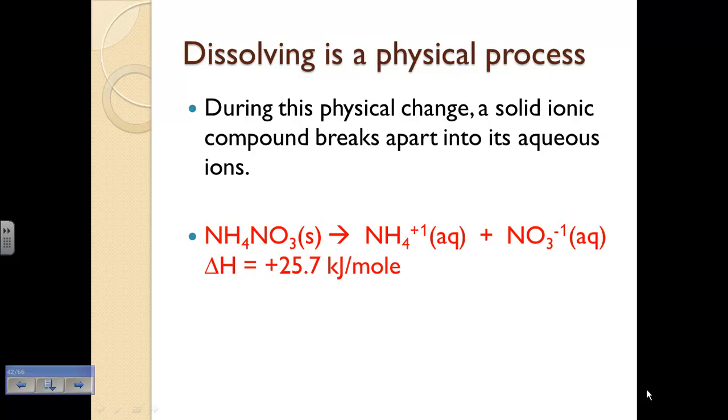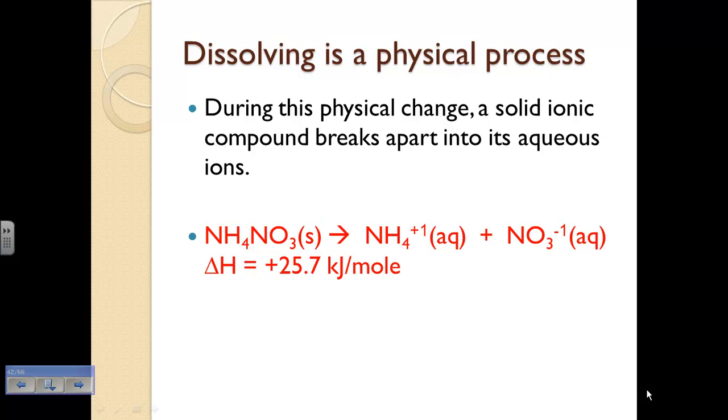Ammonium nitrate, when placed into water, water should be above the arrow just by convention so you know we're dissolving. The solid salt turns into aqueous ions. Notice NH4, the polyatomic ion, carries a +1 charge. Very important you place charges on your ions on the right-hand side. NO3 carries a -1 charge.